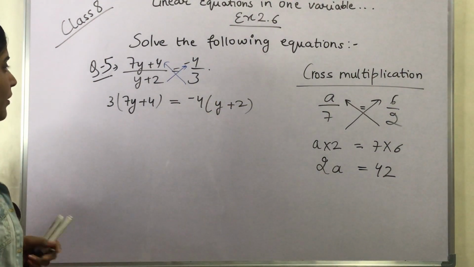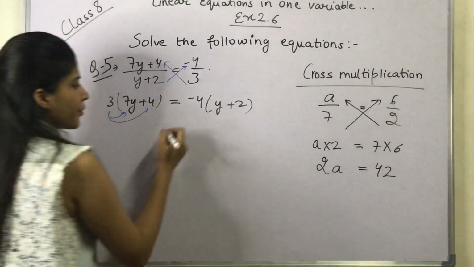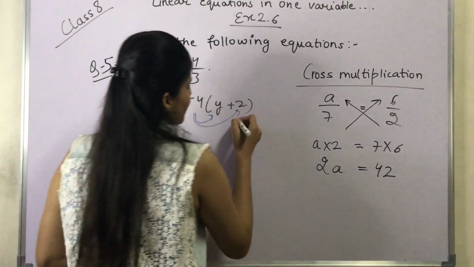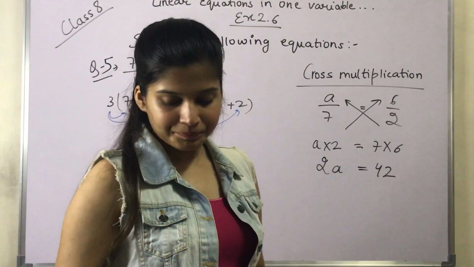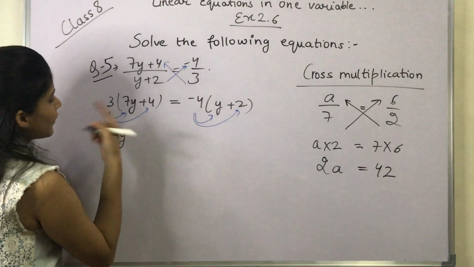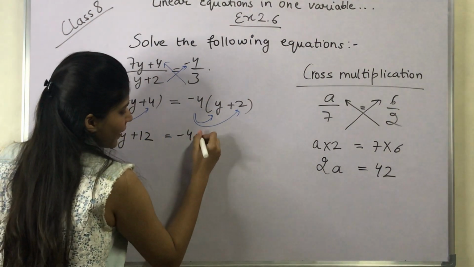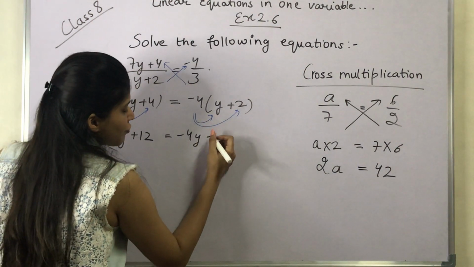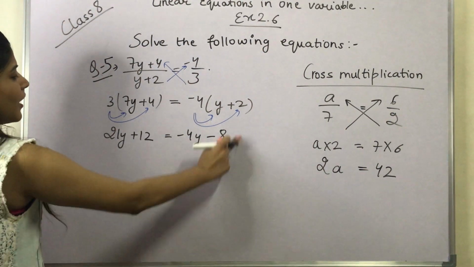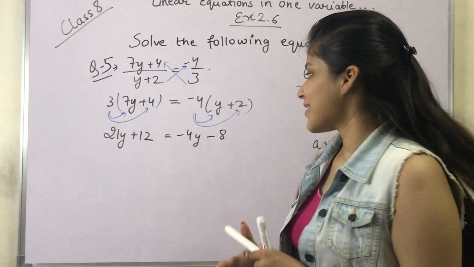So 7y plus 4 into 3 and minus 4 into y plus 2. Okay, so we will multiply 3 by 7y, then 3 will be multiplied by 4. Similarly, minus 4 will be multiplied by y first, and then minus 4 will be multiplied by 2. So 3 into 7 is 21y, 3 into 4 is 12, equals minus 4 into y is minus 4y, minus 4 into 2 is minus 8. Okay, so this becomes our equation.